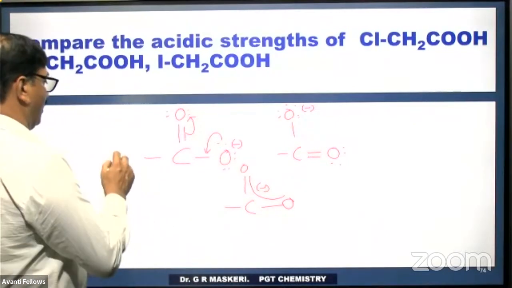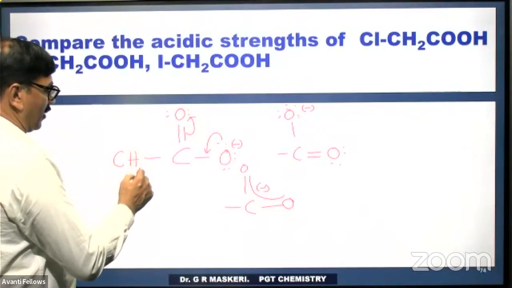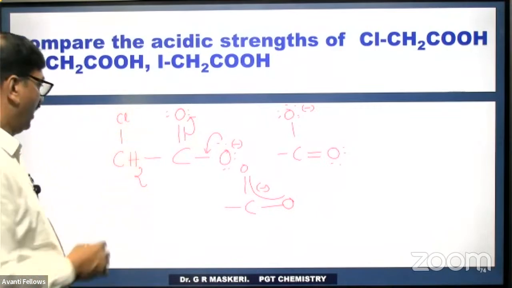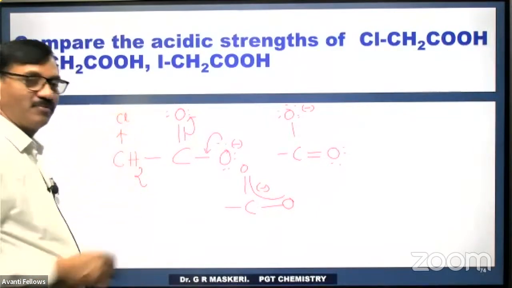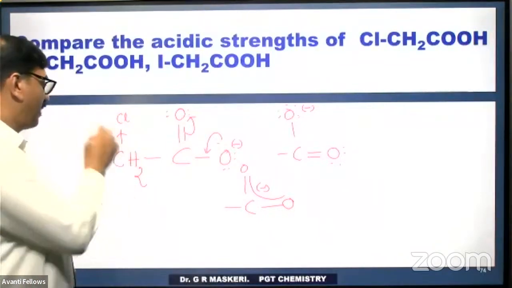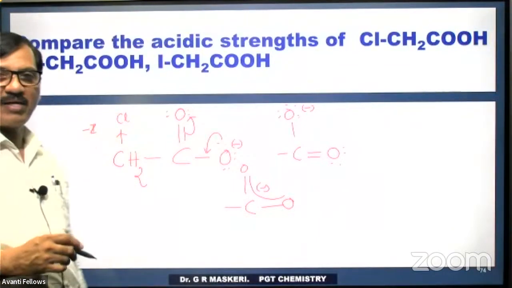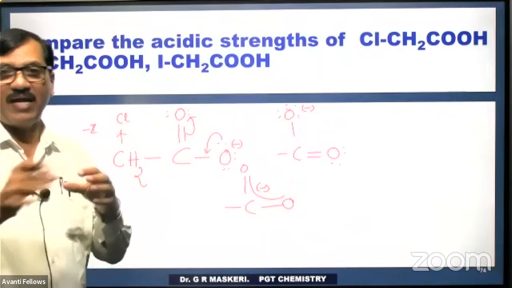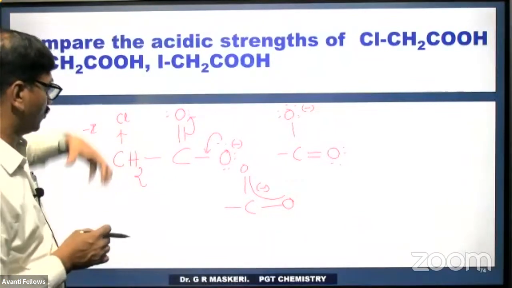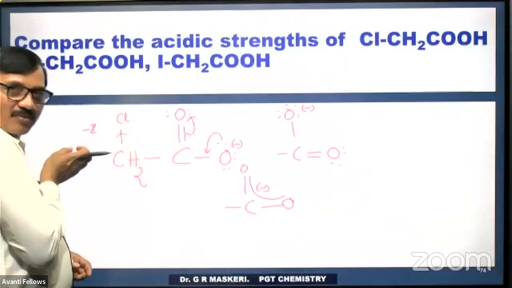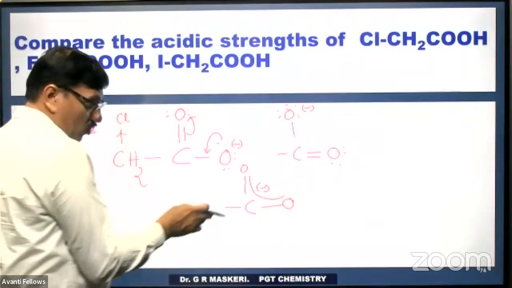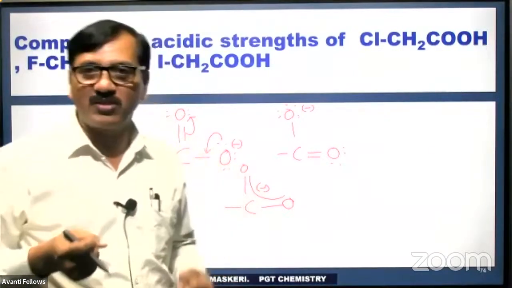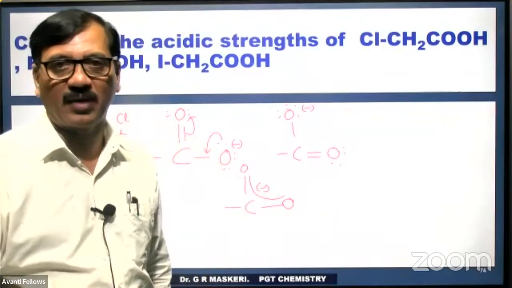Now suppose the alkyl group is present here, and along with that there is an atom like chlorine. This chlorine is an electron withdrawing group. It has a minus I effect. Whenever chlorine pulls the shared electrons, it drags the electron cloud from that carbon. This carbon already has a negative charge, and if somebody pulls this electron cloud away, it is stabilized.